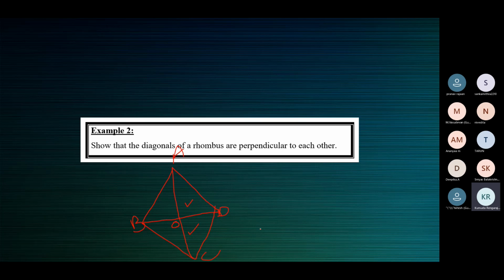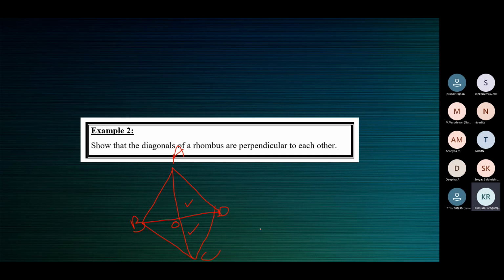Others, please participate. Ma'am, AD is equal to CD, ma'am. All the sides of a rhombus are equal. Equal, yeah, because we know what a rhombus is. Now you can use all... okay, now the other doubt is what properties to use.